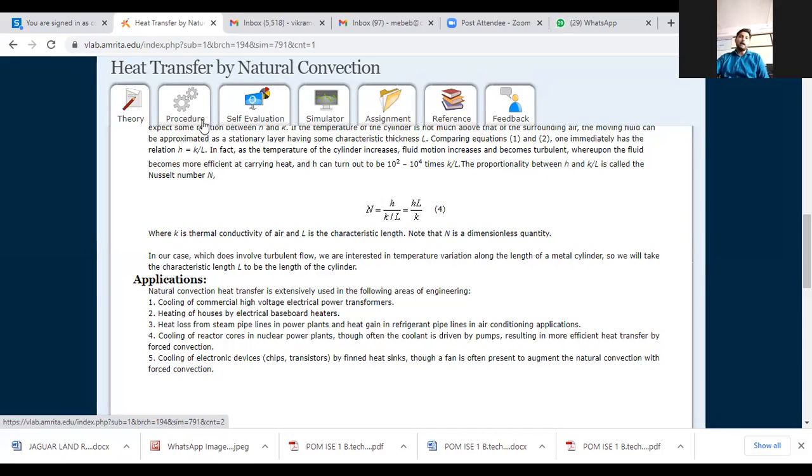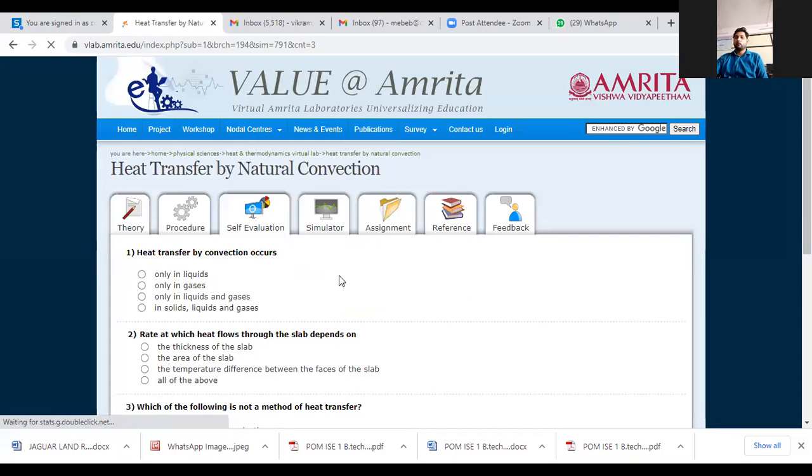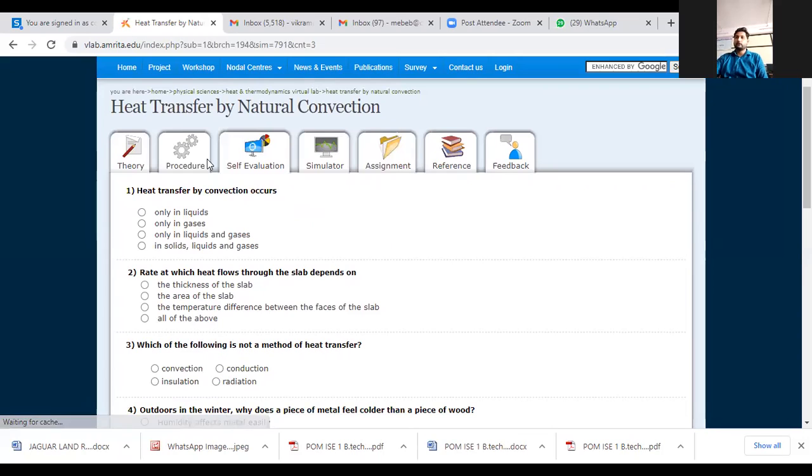Okay, so I want to skip this procedure part first, and afterward I will take up the procedure part. First of all we will go for the self-evaluation part. Okay, what you understood, I will come to know from this self-evaluation. Can you see the questions on your screen? So let us play Kaun Banega Crorepati.